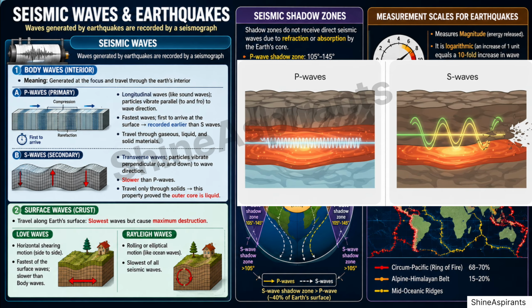S waves, secondary. Transverse waves. Particles vibrate perpendicular, up and down, at right angles to wave direction. Slower than P waves. Travel only through solids. This property proved that the outer core is liquid, because S waves disappear beyond 105 degrees.